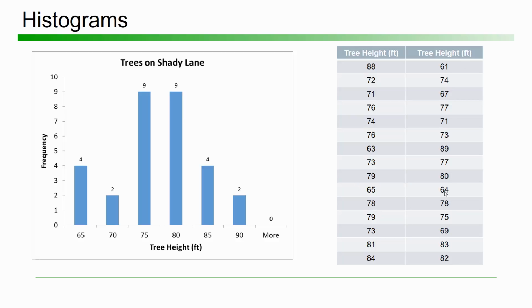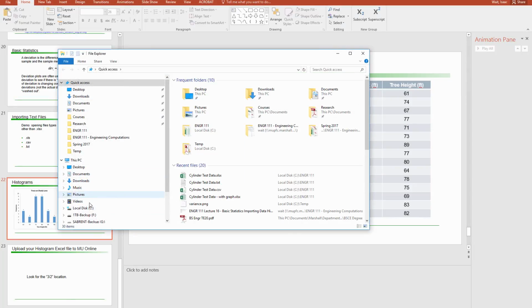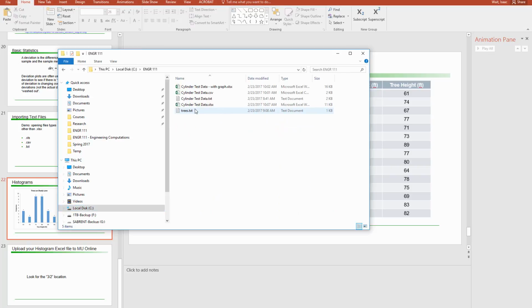Here's the raw data itself. What I'd like you to do is upload a file today for attendance and participation credit, and the file I'd like you to upload is the one related to creating this same histogram. You can find the starting point data as a file in MU Online. The file available there is trees.txt. So you're going to get practice importing a text file and also creating a histogram.